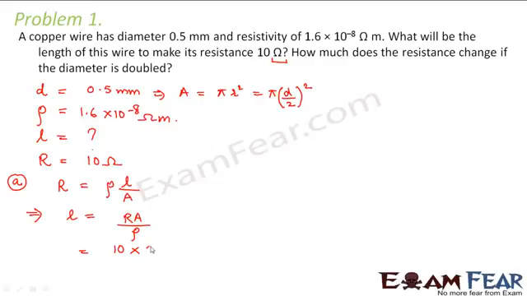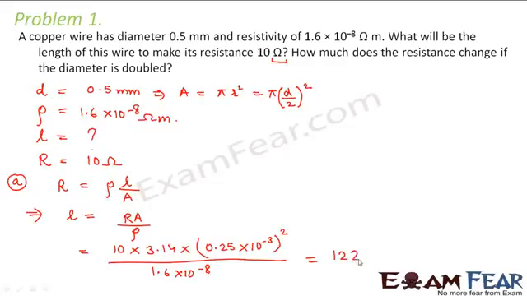Right? So this will be equal to pi, which is 3.14, into D by 2. What is D by 2? 0.5 divided by 2. So 0.25 into 10 to the power minus 3 whole square, divided by rho, that is 1.6 into 10 to the power minus 8. So this comes out to be 122.72 meters. So this should be the length of the wire to make its resistance 10 ohms.